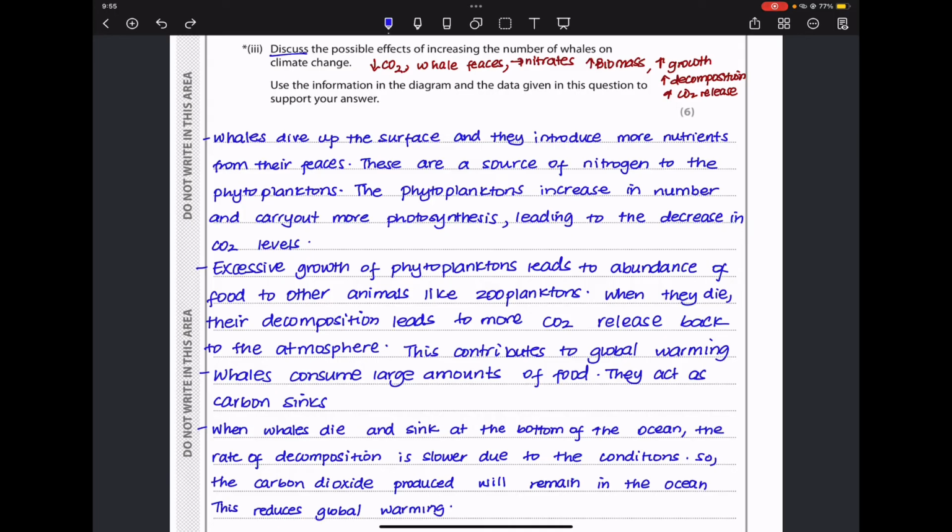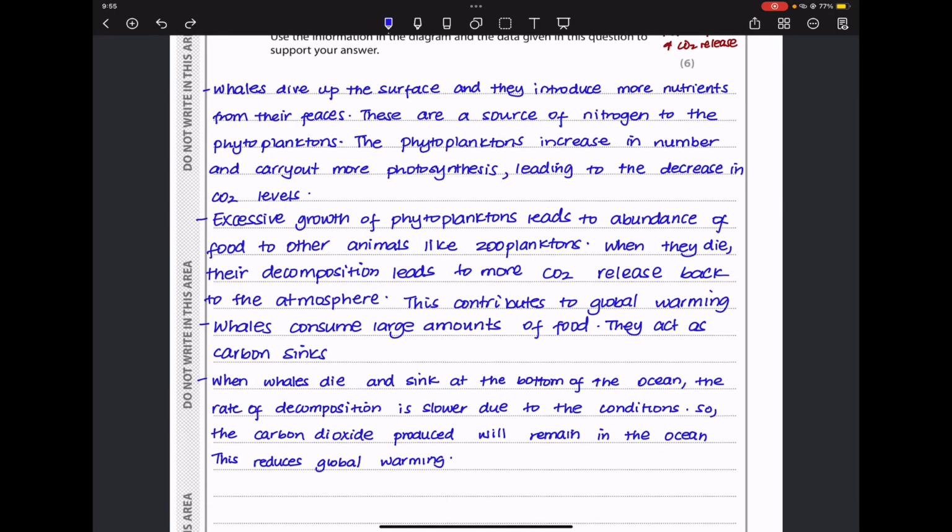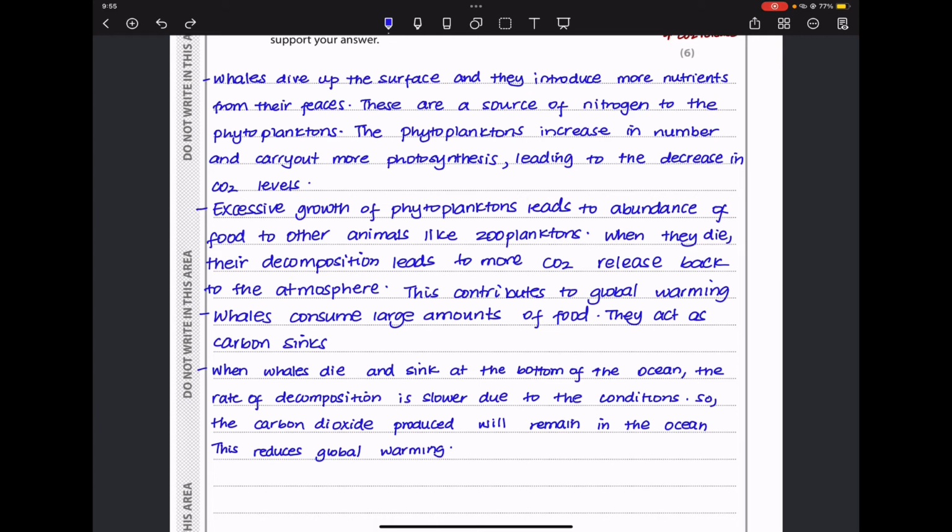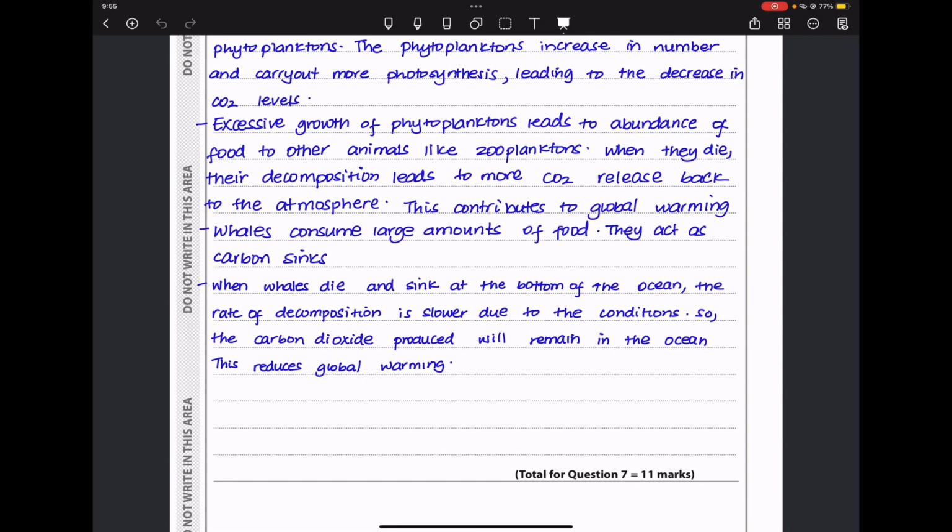Whales consume large amounts of food. They act as carbon sinks, meaning they take up a lot of this carbon, and remember, when they die, they sink to the ocean. The rate of decomposition is slower due to the conditions, so the carbon dioxide produced will remain in the ocean, and this reduces global warming. So this brings us to the end of question 7. Let's continue to question 8.